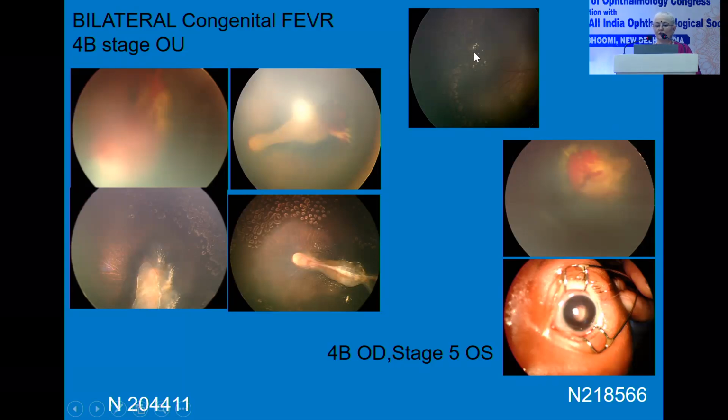Even a few hard exudates, just 2 or 3 yellow dots in the retina, can tell you that this is FEVR. So look for these yellow dots. Whenever you see yellow dots, this is FEVR.